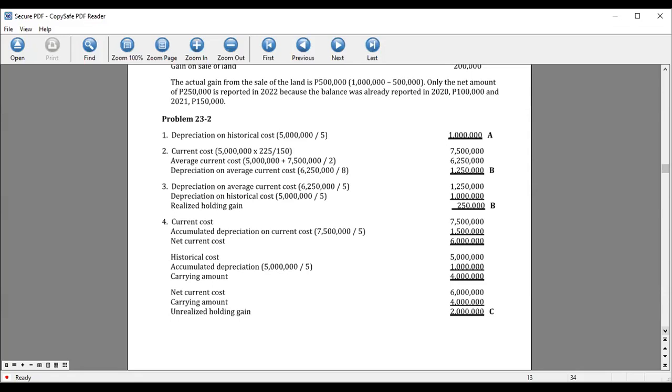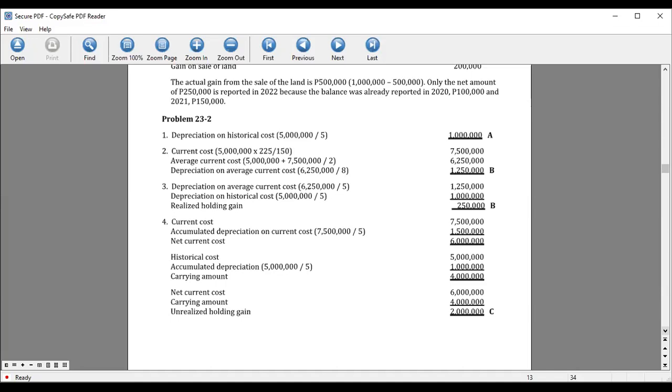6,250,000 divided by 5. So will you make the correction? 6,250,000 divided by 5 is 1,250,000. That's letter B, 1,250,000. Now please make the correction: 6,250,000, that's the average current cost, divided by 5. That's the depreciation based on current cost for 2020.